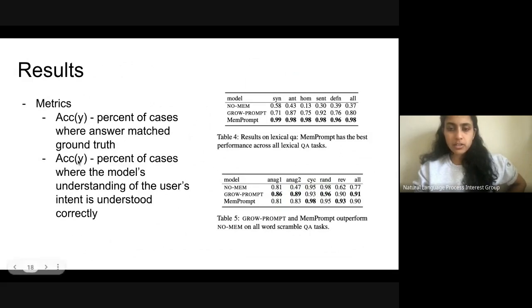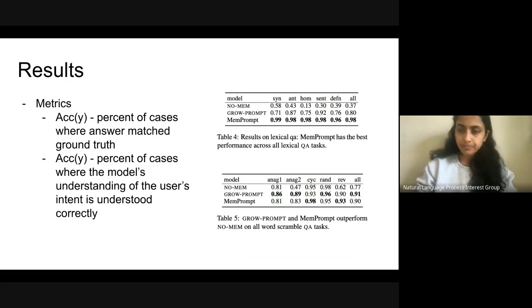Sorry, this is supposed to be accuracy of U. And ACU is the percent of cases where the model's understanding of the user intent is understood correctly. So it's looking at how well it actually generated the response and how well it understood the intent. And you can see this across both of the baselines and MemPrompt. So yeah, MemPrompt does very well on all of the lexical question answering tasks by a significant margin, really, as opposed to no memory.